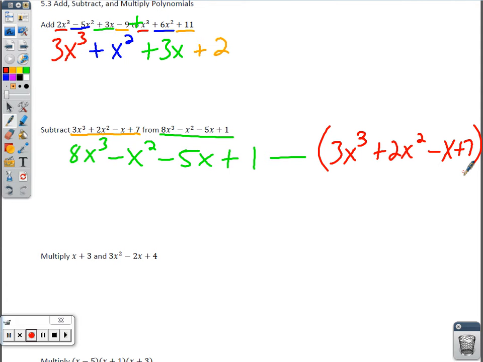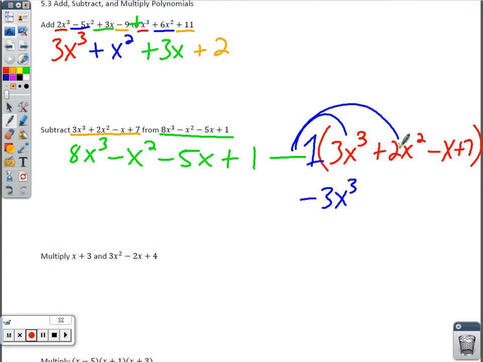It's going to be very tempting to just write minus and then write the polynomial afterwards, but we need to subtract every piece of the polynomial, not just the first term. So we have to make sure to distribute that negative through the parentheses. It may help to think of that as being a negative 1 in front of it. So then we're going to have negative 1 times the 3x cubed. So that'll be negative 3x cubed.